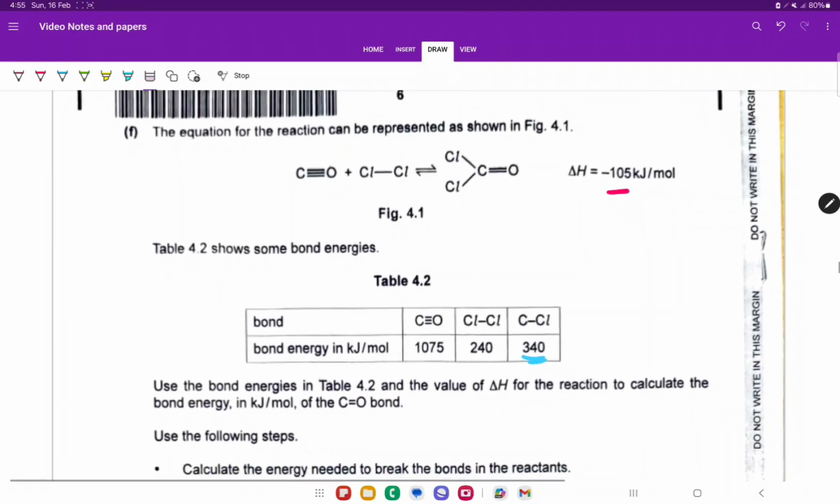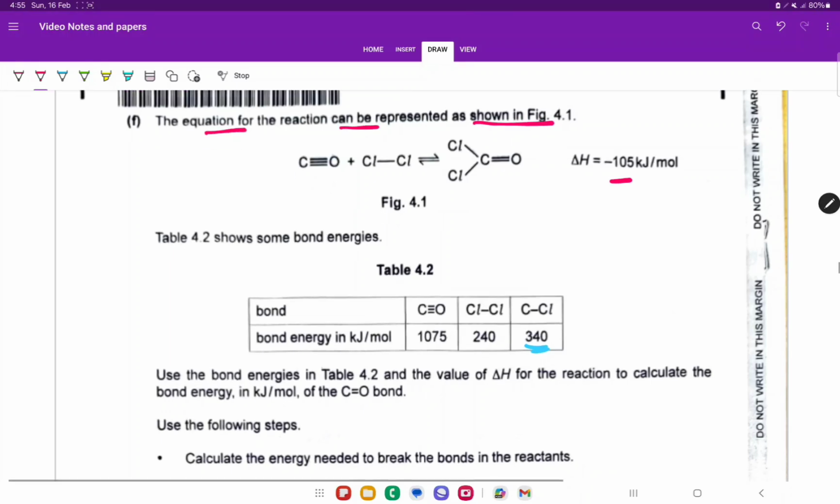Now, the F part of this question says the equation for the reaction can be represented as shown in figure 4.1. Here C triple bond O, which is carbon monoxide, combines with Cl2, which is Cl-Cl, and forms C double bond O, Cl2, that is carbonyl chloride. The heat of the reaction is minus 105, exothermic. The reaction is exothermic in nature.